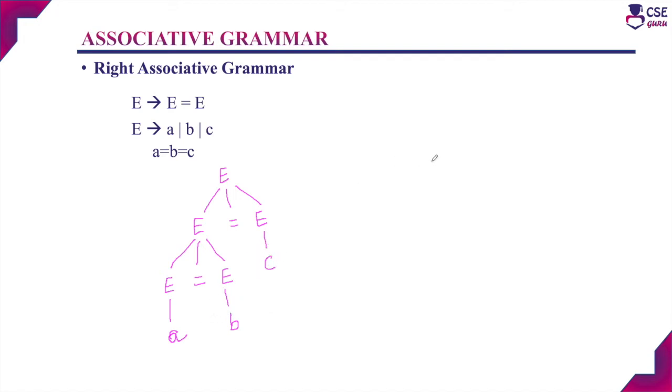And the second parse tree is E derives E equal E. And now for the second non-terminal, we will implement E equal E. And now for this, E derives A, E derives B, E derives C. So if you are considering these two parse trees, both derive the same string A equal to B equal to C. But which one is the right parse tree?